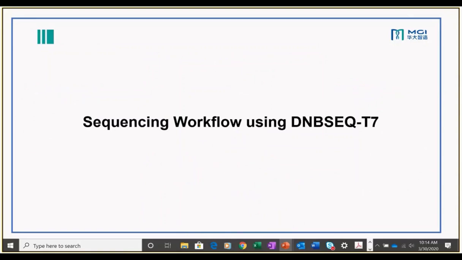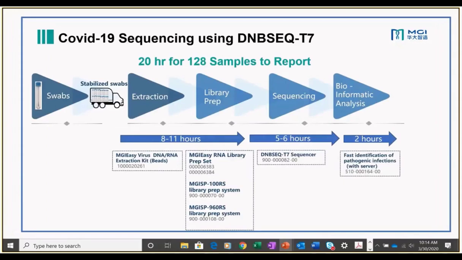Just an example of DNBSEQ-T7 workflow to give you an idea about the time it takes to do the sequencing. It's basically about 20 hours for 128 samples from samples to report. At each step, MGI offers a particular product. As we talked about extraction, for library prep, we offer MGI-AZ RNA library prep sets, and for automation systems, sequencer, and then at the end for bioinformatics, a pathogen infections identification server and software.